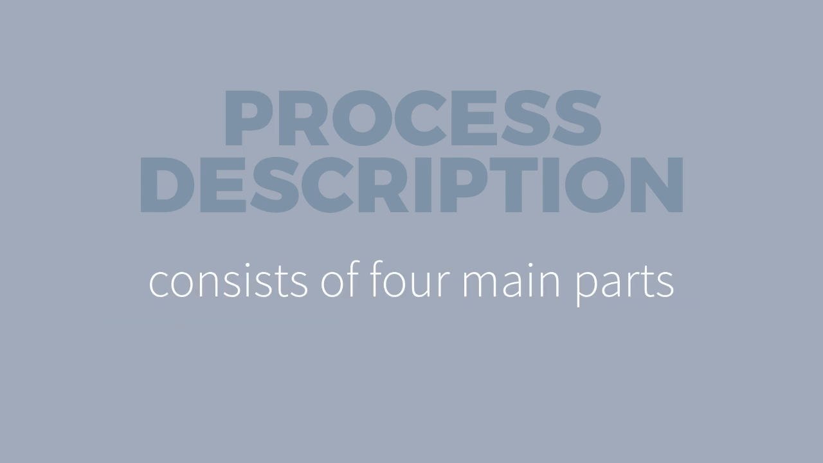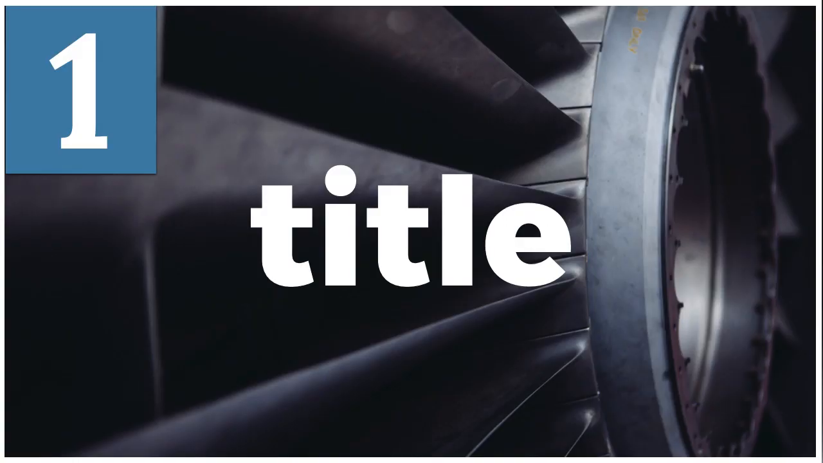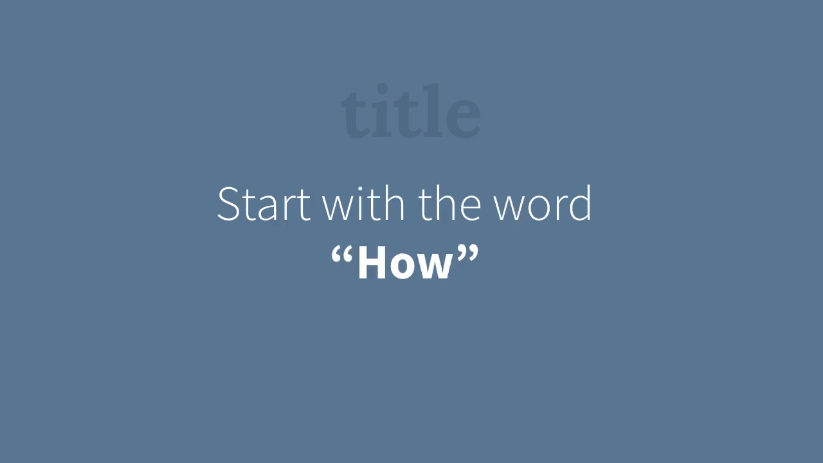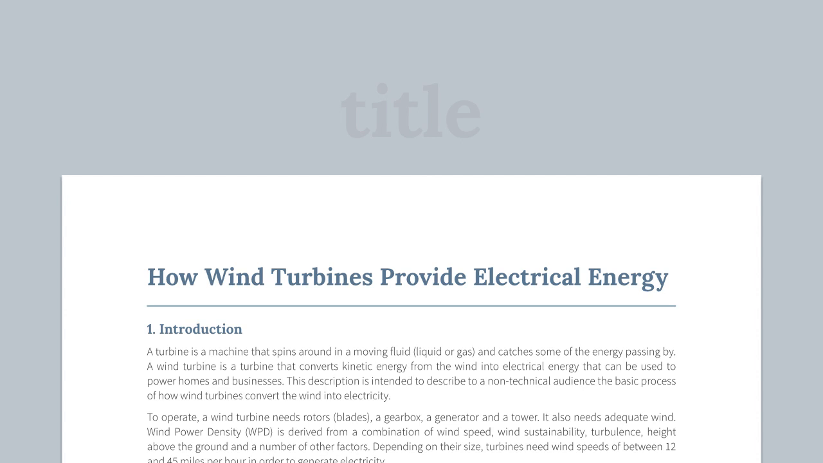So just like a product description, a process description consists of some important parts that you must have. The first one is the title. And the title should clearly state exactly what the topic of your process description is. And importantly, the title of a process description should always start with the word how. And here we have an example, how wind turbines provide electrical energy. So as we said, a process description describes how something happens. So the title should always start with that word, how.